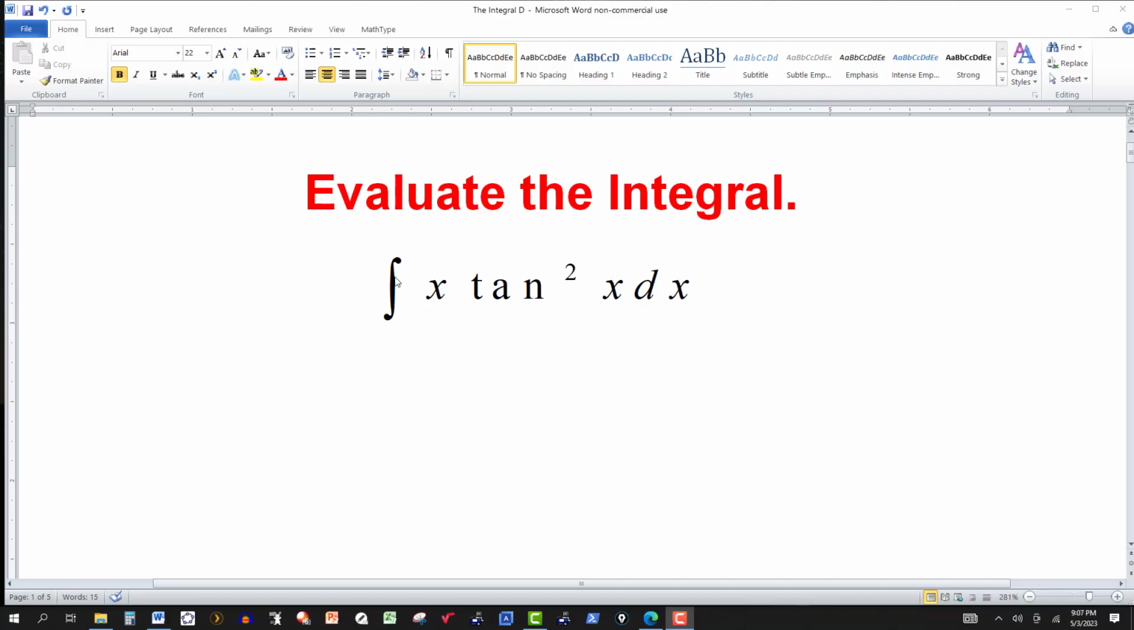In this video we have the integral of x tangent squared of x dx. Got a trig function here mixed in with a monomial term of x. Could be integration by parts. Give it a try if you want, then I'll be back.